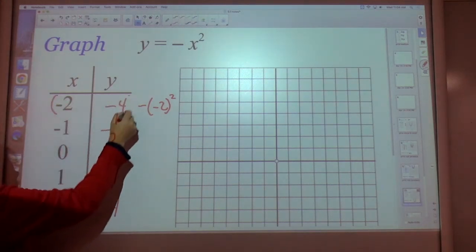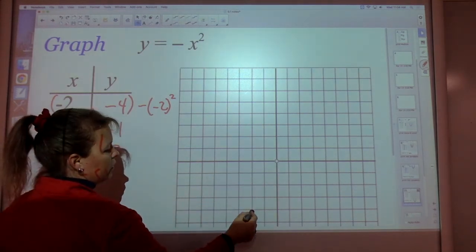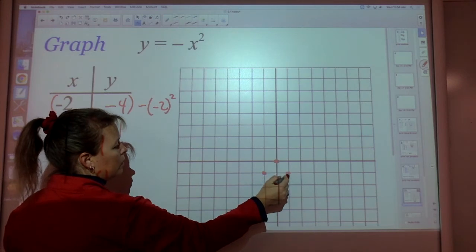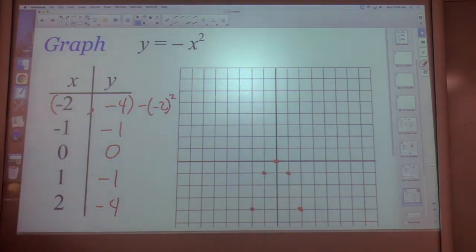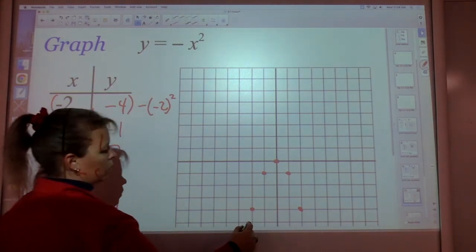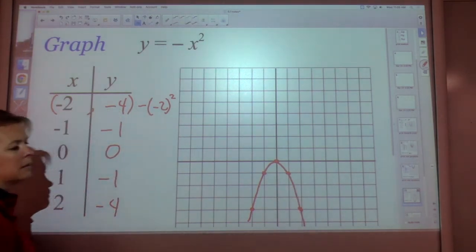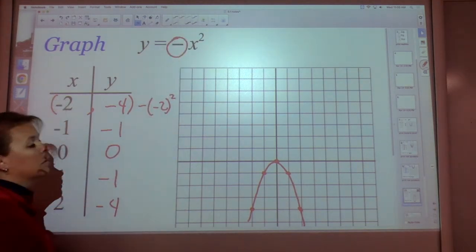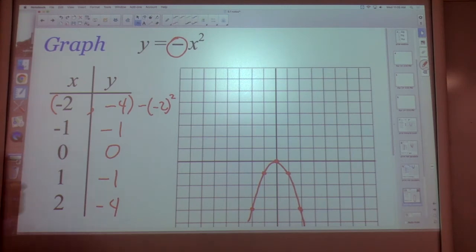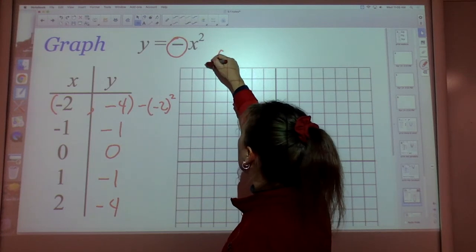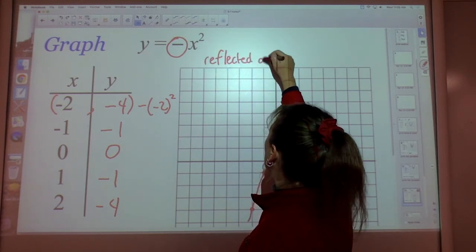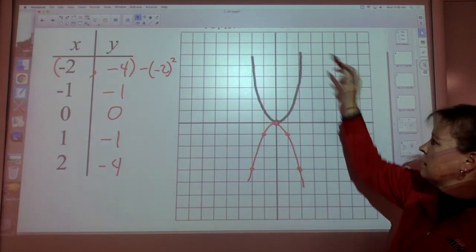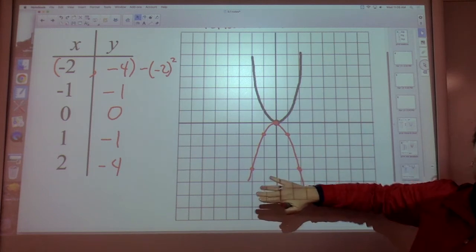Do the math, do the graph, x comma y, left 2, down 4. Left 1, down 1, 0, 0, right 1, down 1, and right 2, down 4. Exact same parabola as y equals x squared, except that negative caused it to go upside down. I'm going to call it reflected down instead of upside down. It reflected down. How do we compare it? The vertex is in the exact same spot, but it took this graph and it went whoop and flipped it.